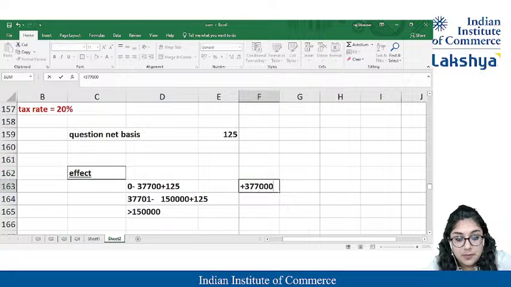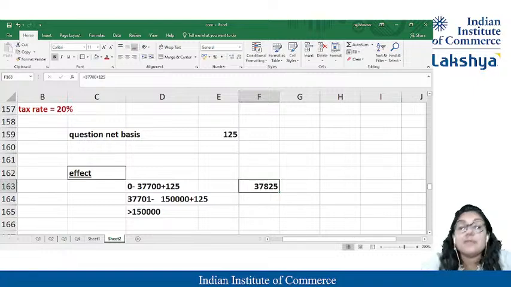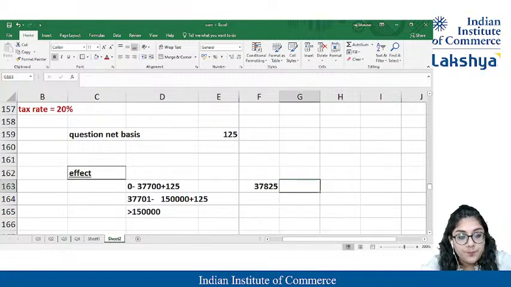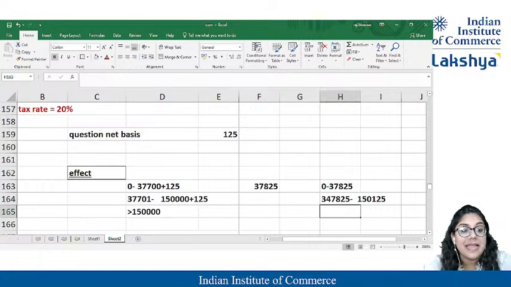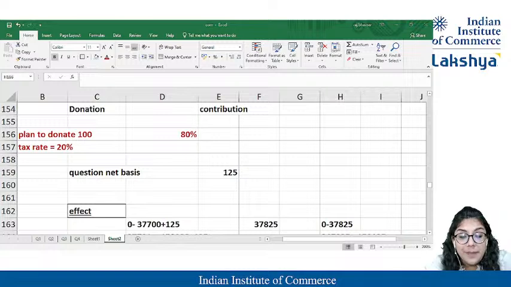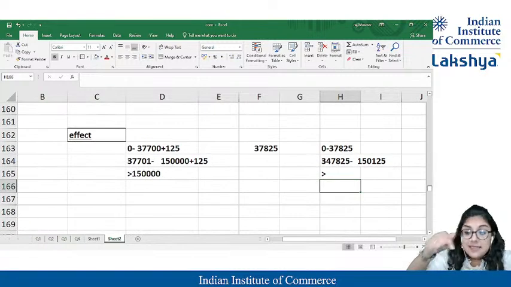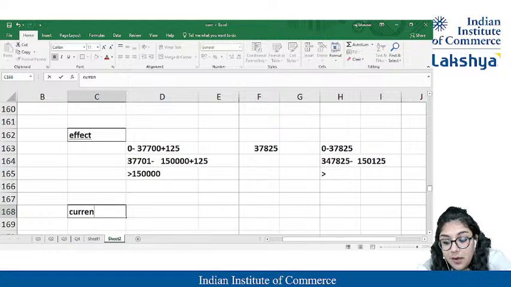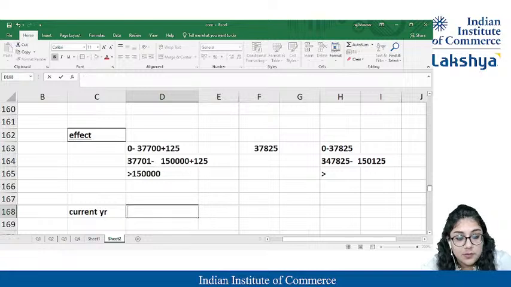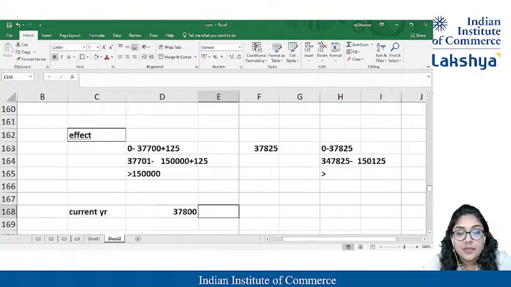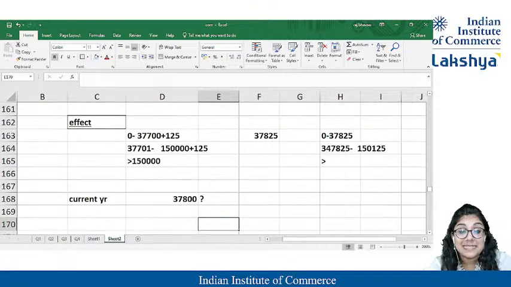So now my next band will be 0 to 37,825, then 37,825 to 1,50,000 plus 125 and more than that. So this is now going to increase your band. That means in the current year, if you have earned 37,800, what is your tax liability?